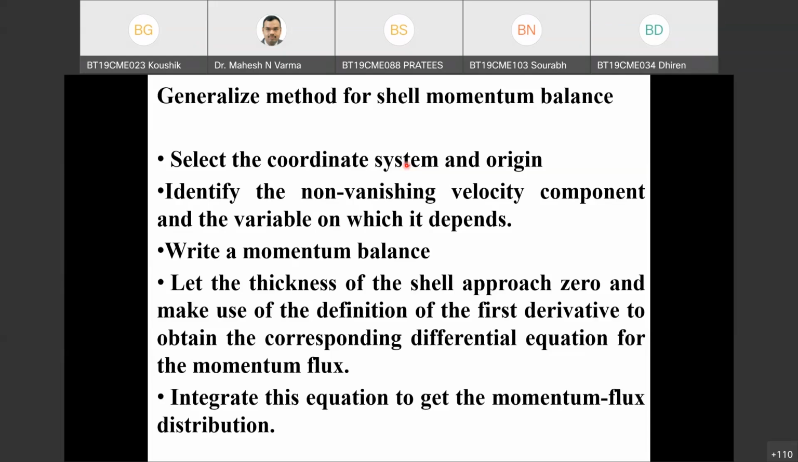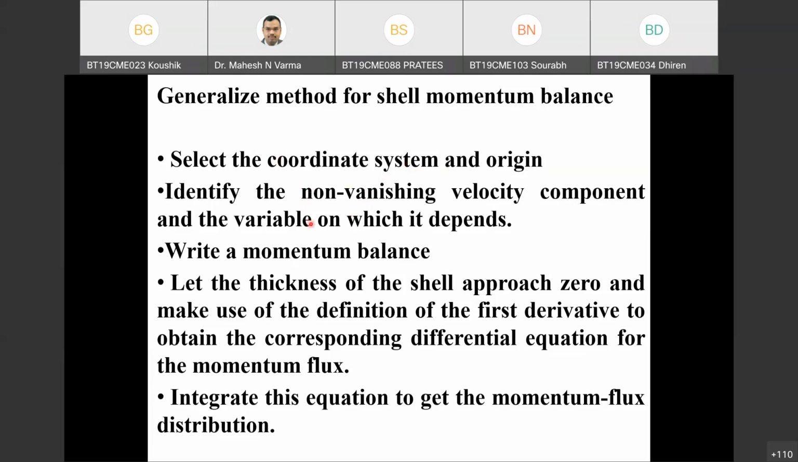Then the fourth step is let the thickness of the shell approach 0 and make use of the definition of the first derivative to obtain the corresponding differential equation for momentum flux. And this generalized method is true for shell momentum balance, shell heat balance, and shell mass balance also.